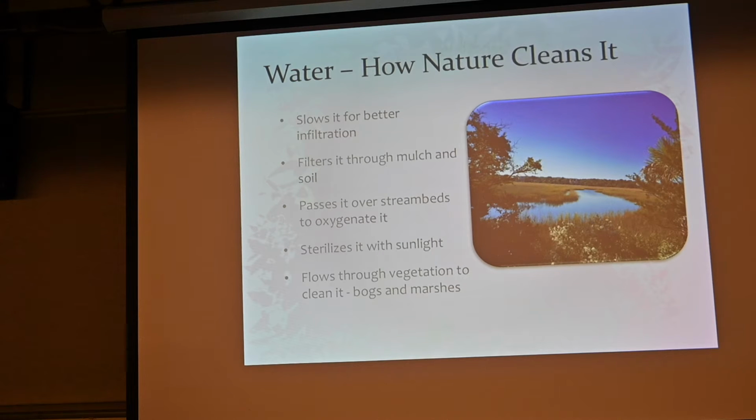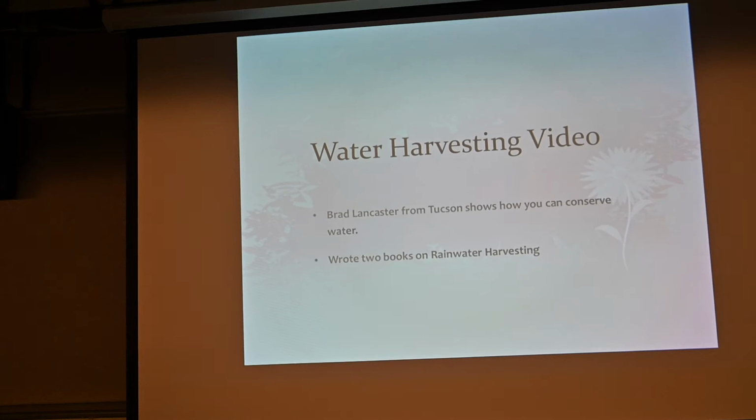So how does nature do it? This is our model. Nature slows it through better infiltration, filters it through mulch and through soil and through other plants, passes it over stream beds to put oxygen into it, sterilizes it with sunlight, and flows it through vegetation to clean it. So the purpose of bogs and marshes is to help clean the water. That's why they're along the oceans. That's where a lot of your marshes and bogs are, or along rivers and river deltas.